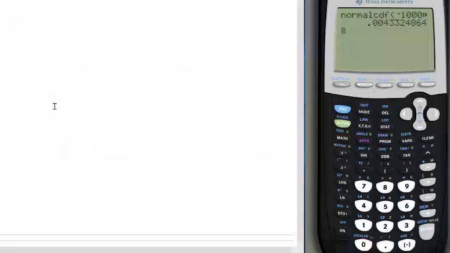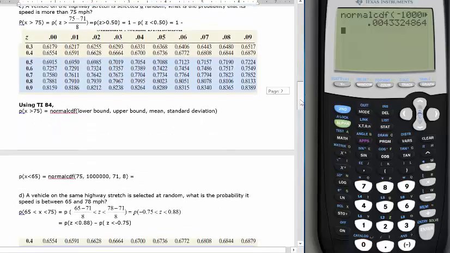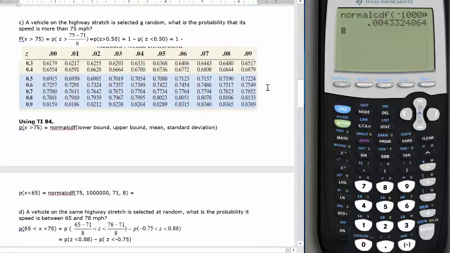Let's go to part C now. Alright, that's part C. A vehicle on the highway stretch is selected at random. What's the probability that its speed is more than 75? So more than 75, this is how you write it down.